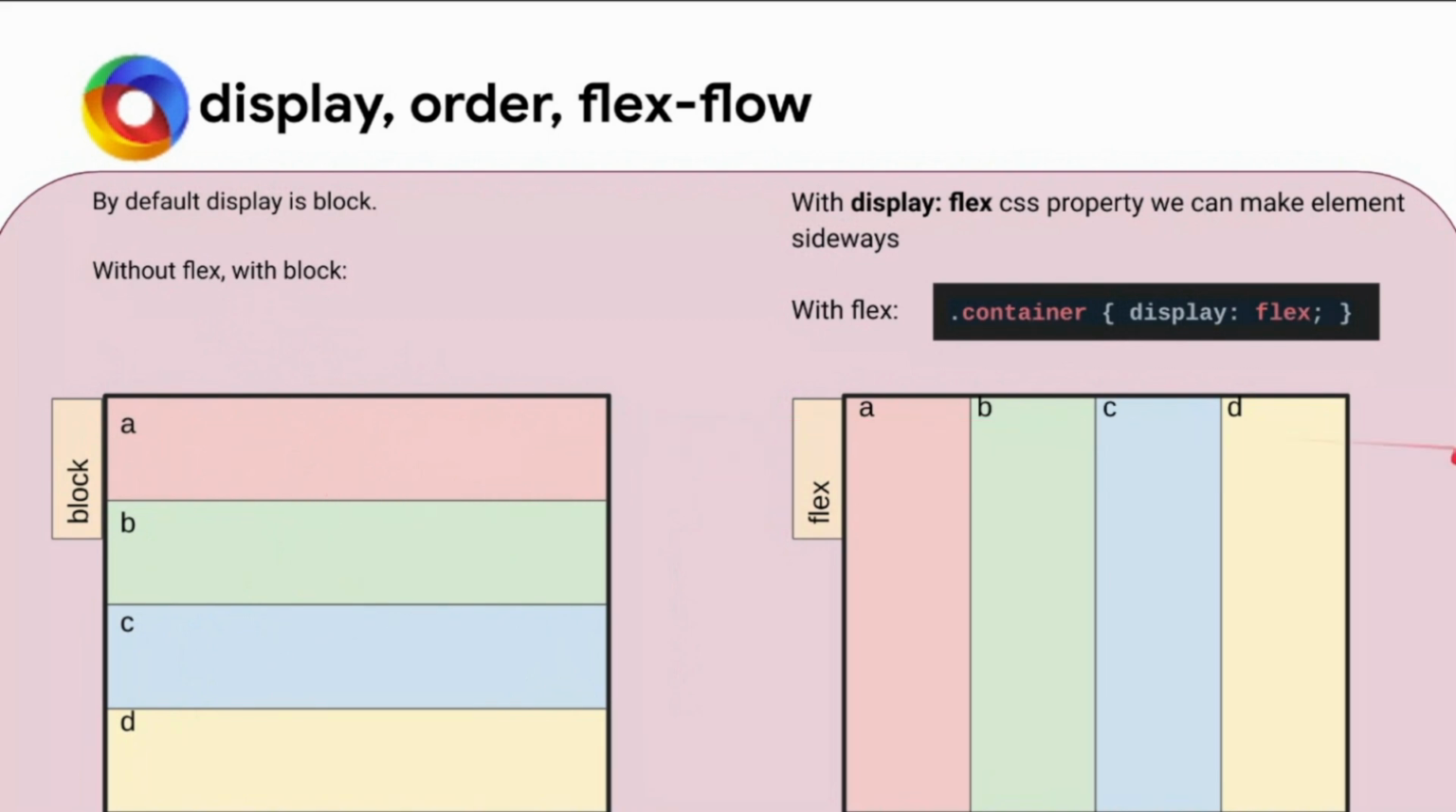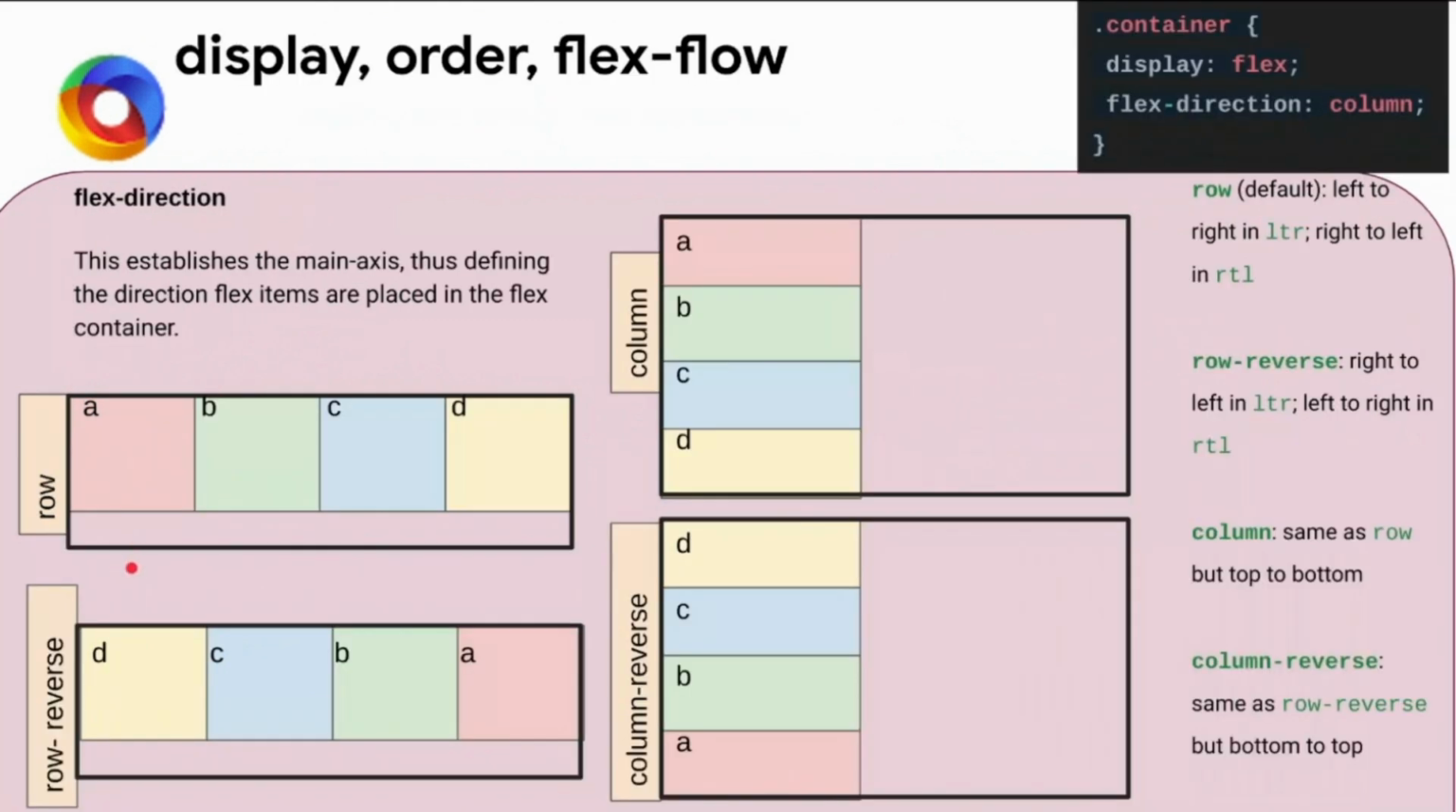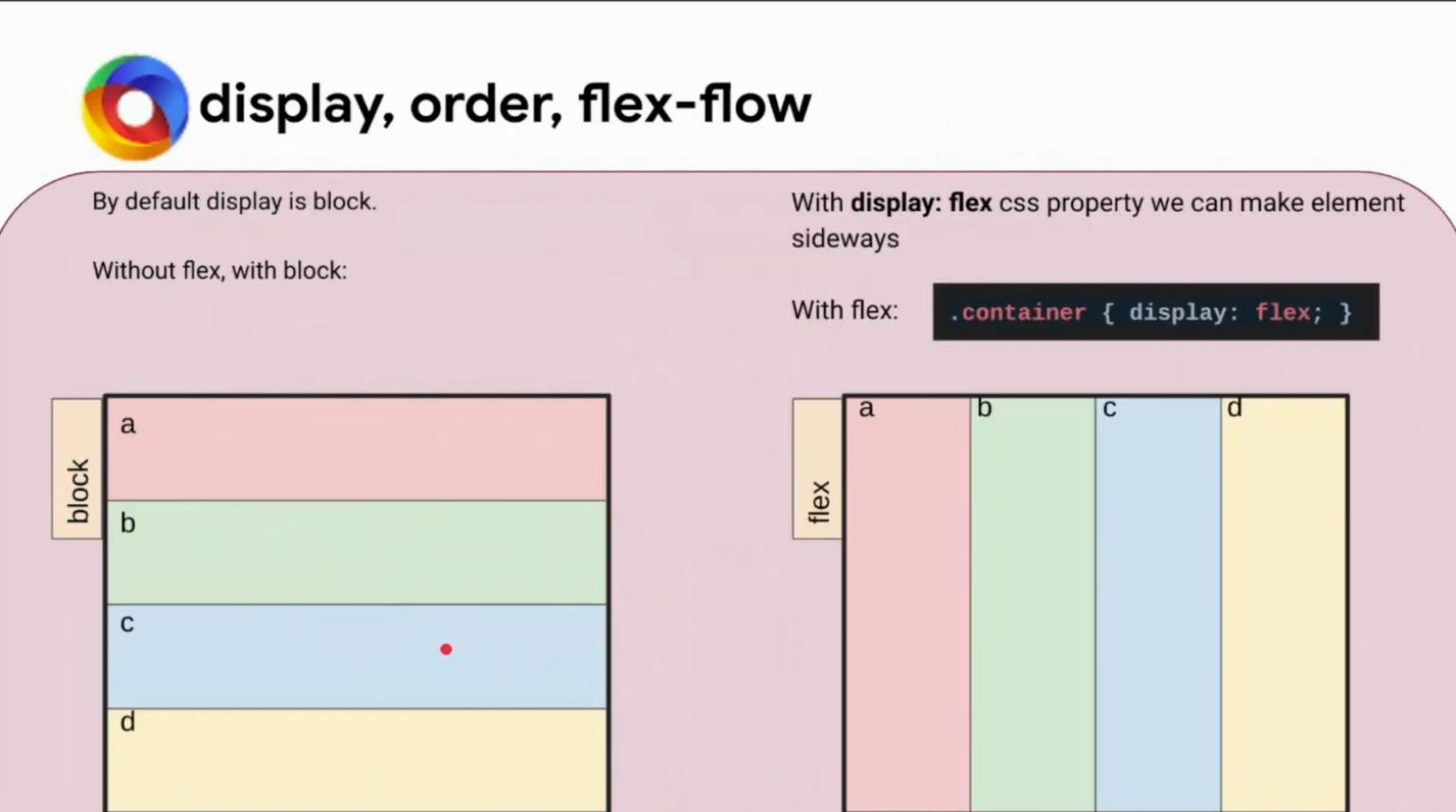So what exactly does flex do? If you just put display flex, it will align every element sideways. Your first div, or card or anything, comes first, and sideways there would be the next element, next element, next element. So you can see the difference between block and flex. Just with display flex, it will make your elements sit sideways.